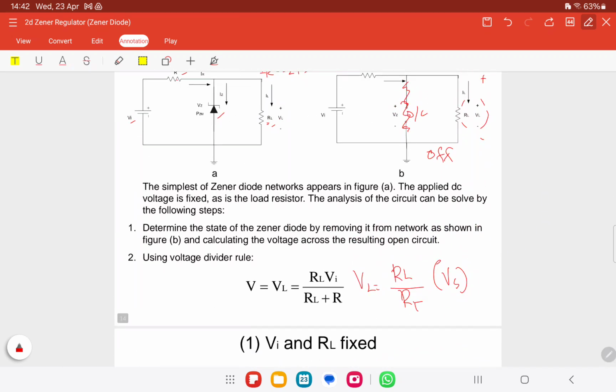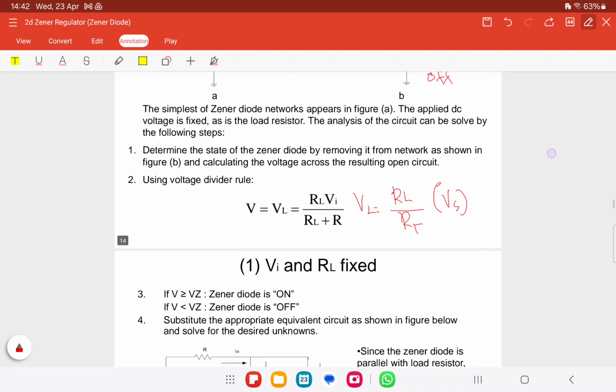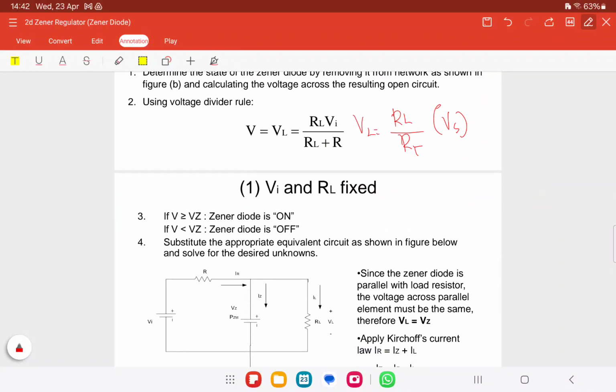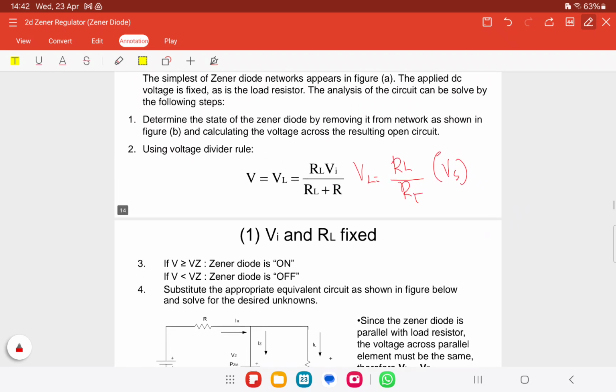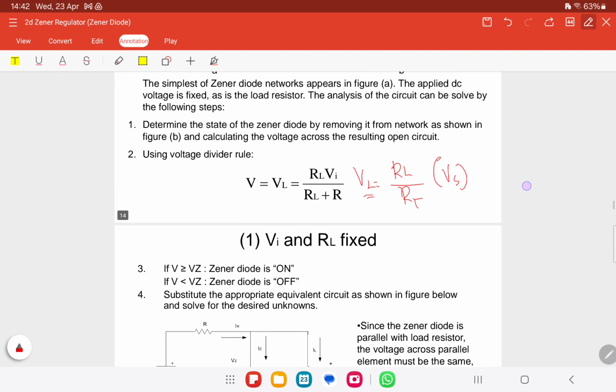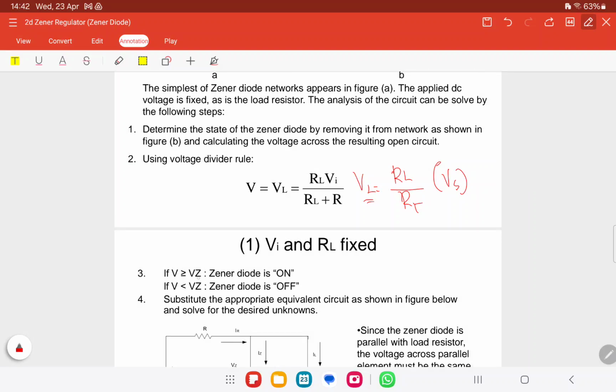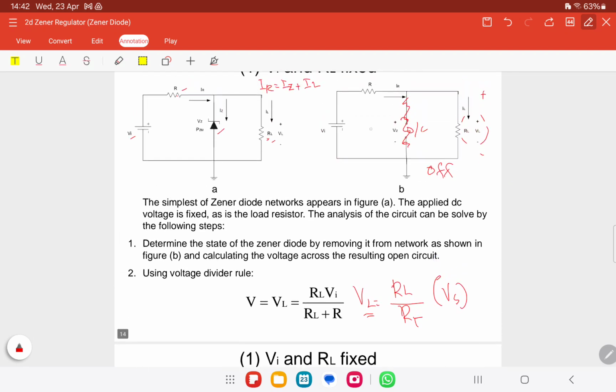Normally VZ is given in the question because we want to compare. So dia akan bagi VZ. Kalau dia tak bagi VZ, dia akan bagi information lain. Alright, so once we get the value of VL, what we need to compare is whether it is greater than the VZ given in the circuit. Normally kalau macam ni dia akan tulis VZ equals to 8 contohnya.